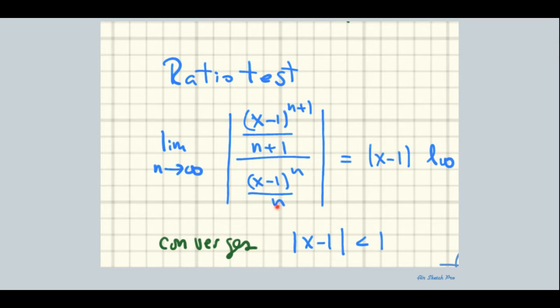Okay. And here's the nth term. You take care of the x minus 1, n plus 1, n plus 1. That just gives us an x minus 1.